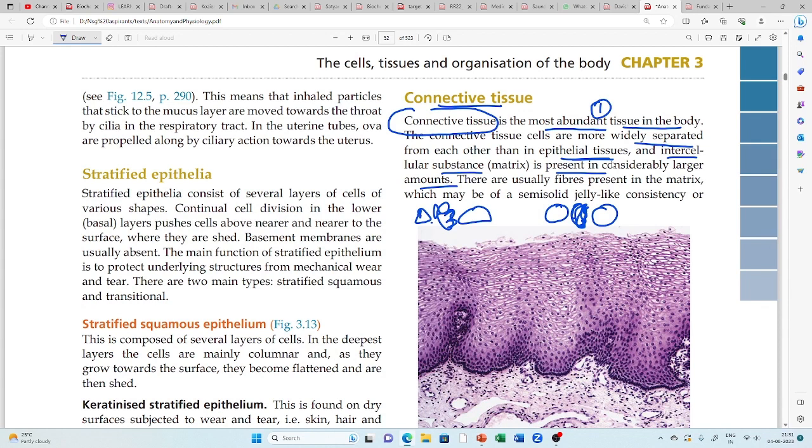You understood what is meant by connective tissue? Connective tissue is the most abundant tissue in our body. In connective tissue, cells are arranged in a separate manner, there is a space between cells, and some fluid or matrix or substances are present between cells. Understood? Okay.